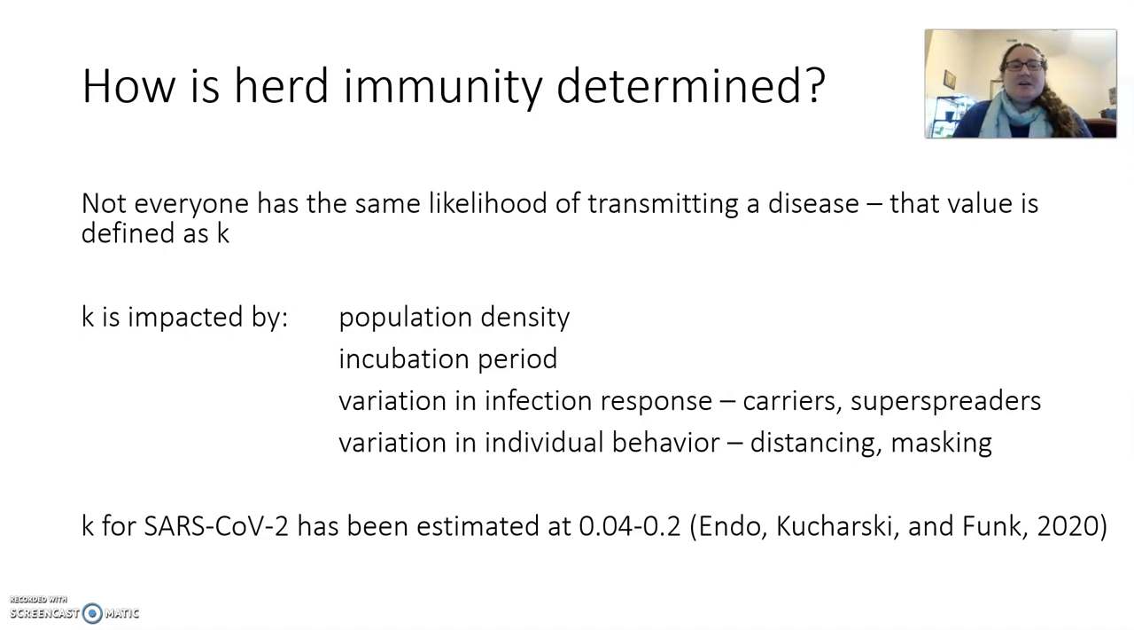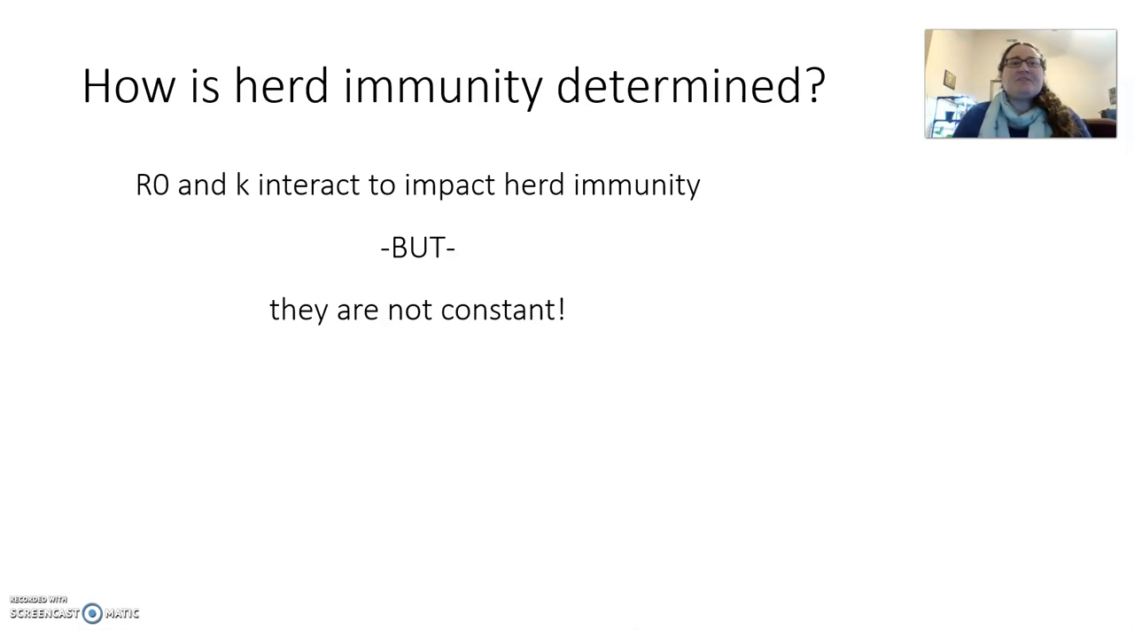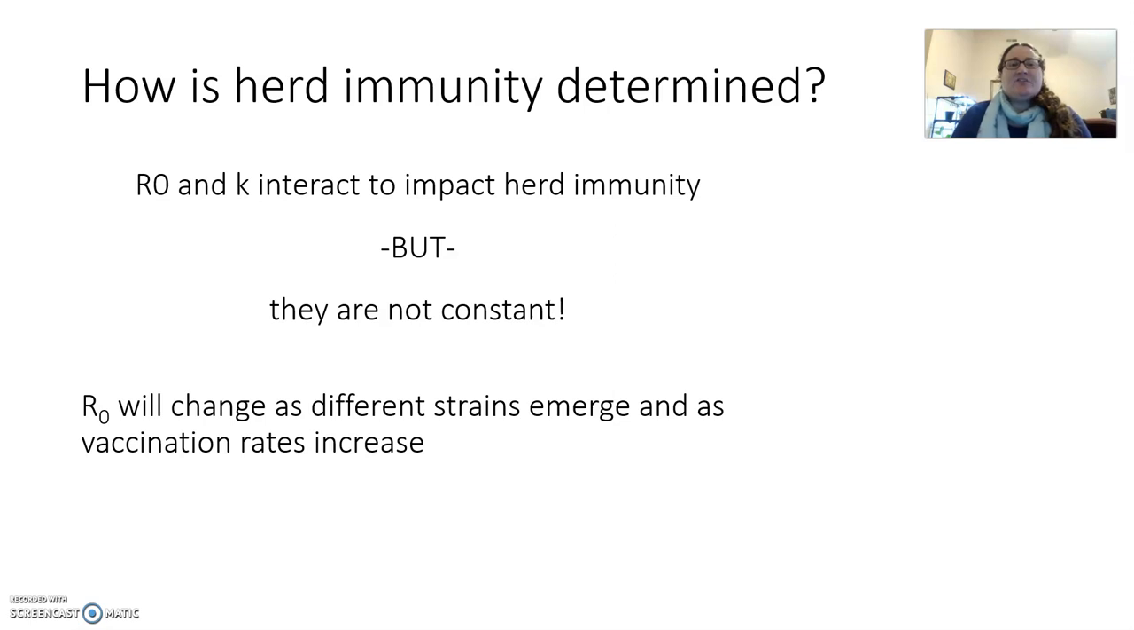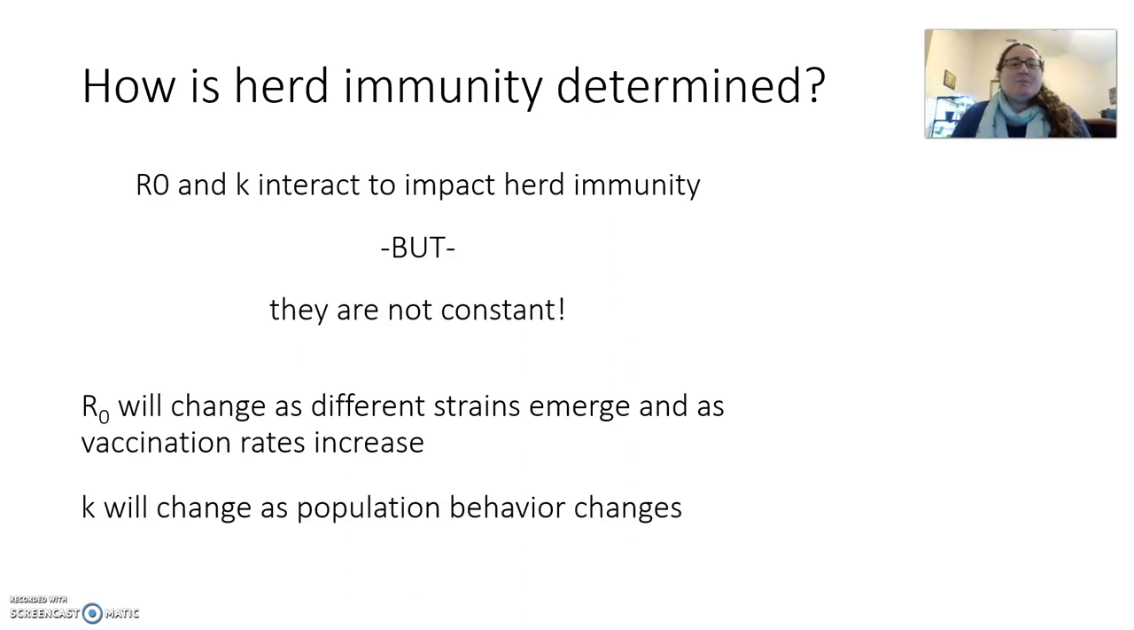So the K for SARS-CoV-2 has been estimated at between 0.04 and 0.2. What that means is that between 4% and 20% of the people who actually get infected are responsible for the transmission to other individuals. So most people are not actively transmitting. So these things interact, but the problem is they're not constant. The R0 can change as different strains emerge and also as we get an increase in vaccination, so who it can be transmitted to. But importantly, K will change as population behavior changes.